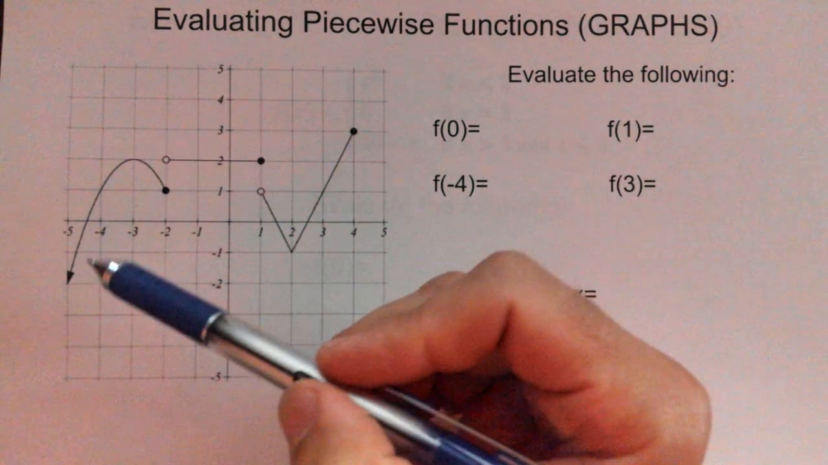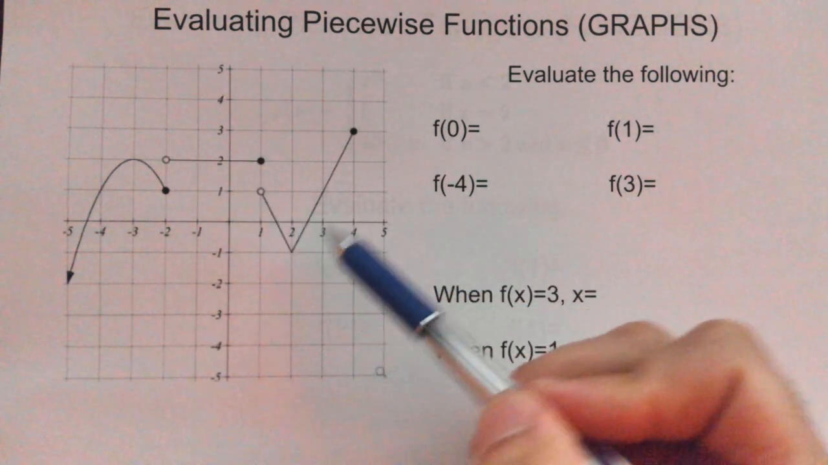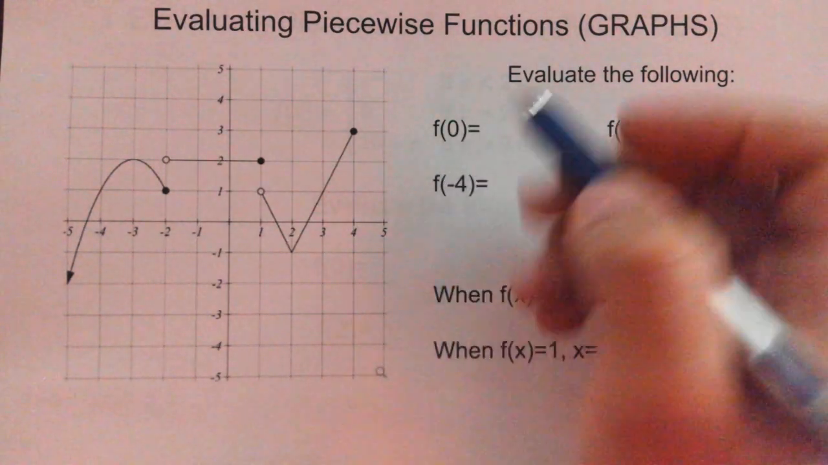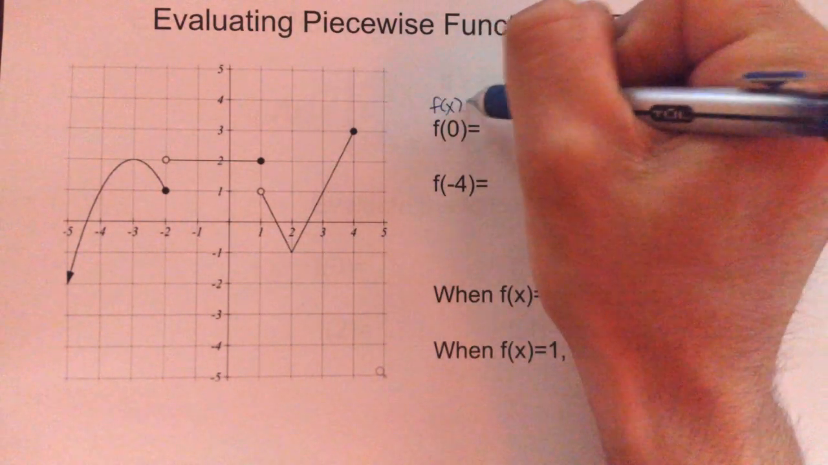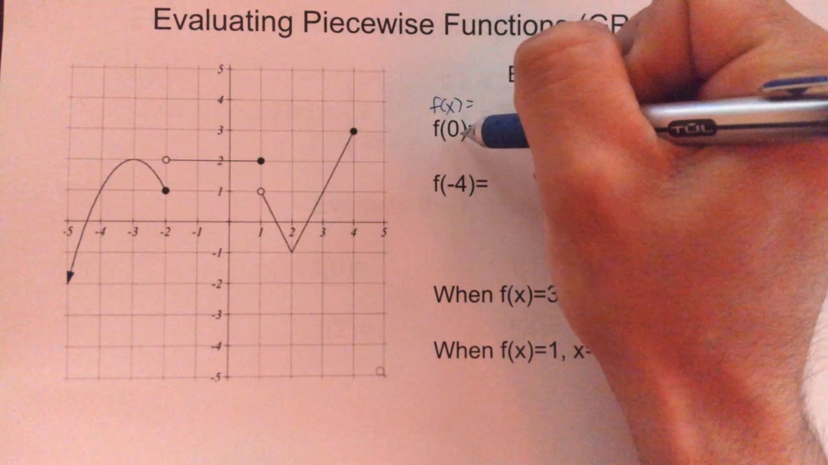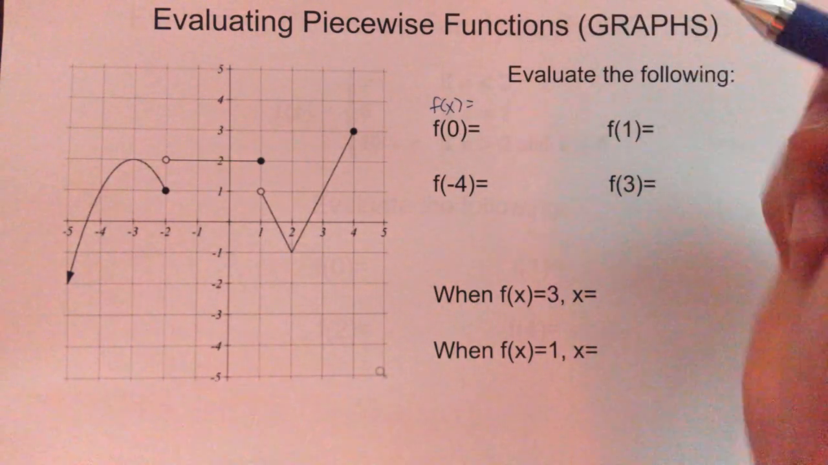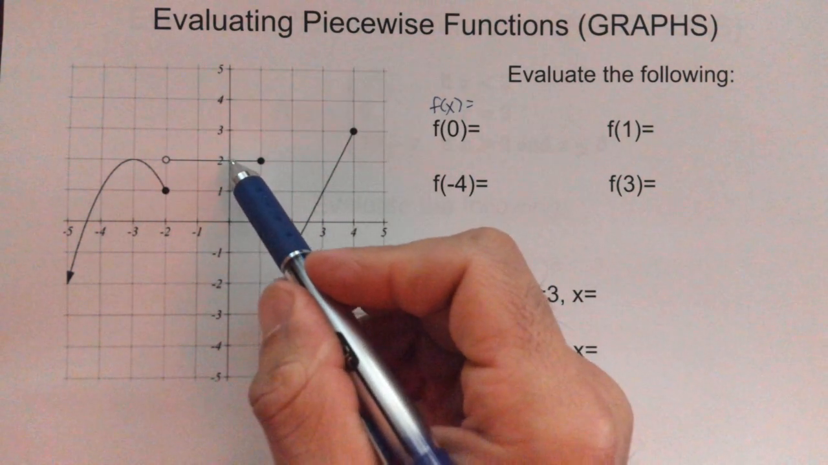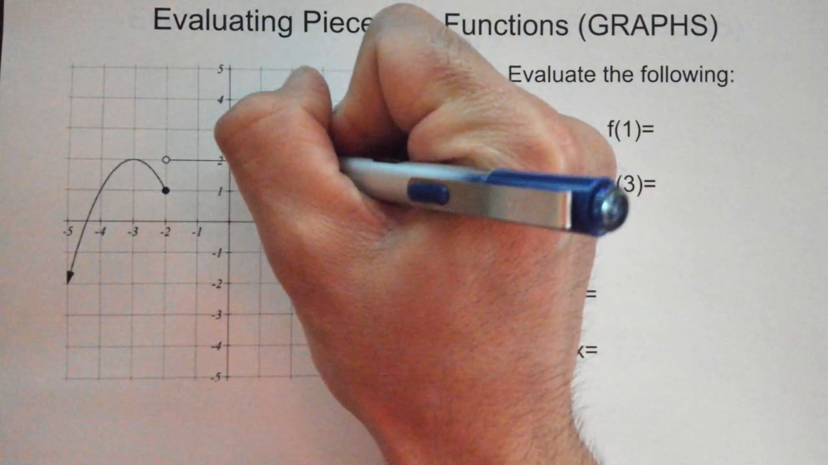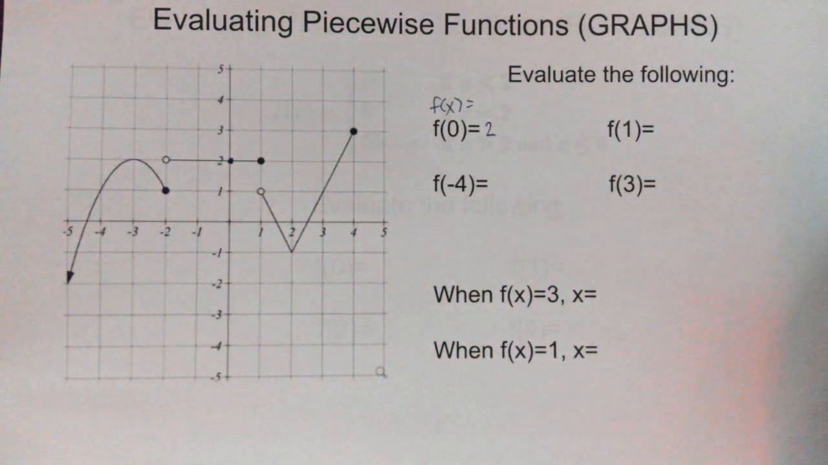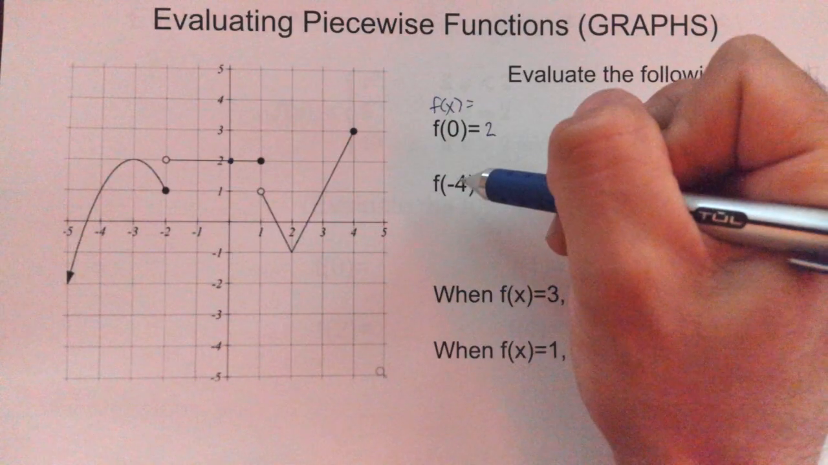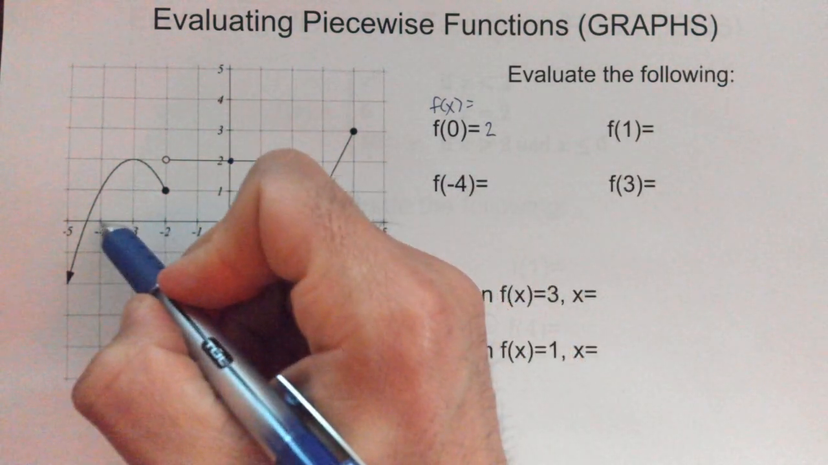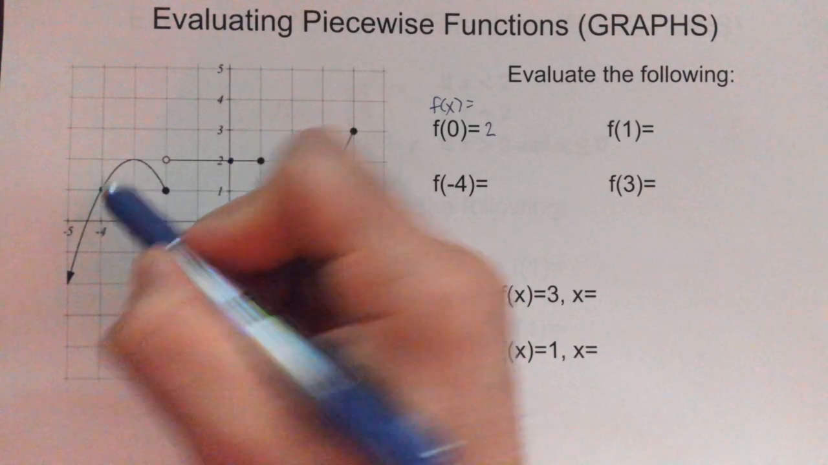As you can see here, we have a parabola, we have a constant, we have an absolute value, we have all these different equations. I want to know, what is the value? Here we have f of x. What is the value when x equals 0? So I go to the x-axis, and when x equals 0, the function exists here at 2. What happens when x equals negative 4? I go to the graph when x equals negative 4, and the function exists here at 1.